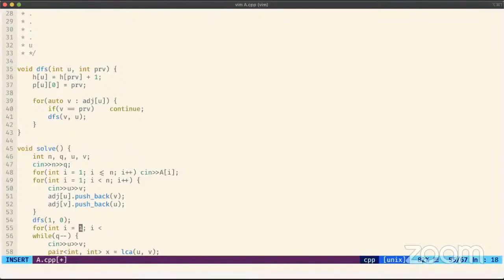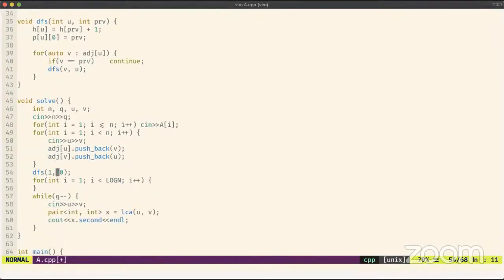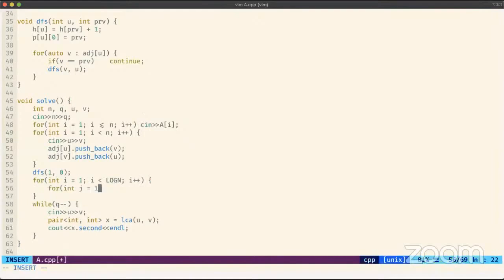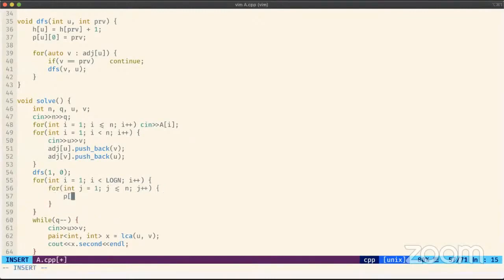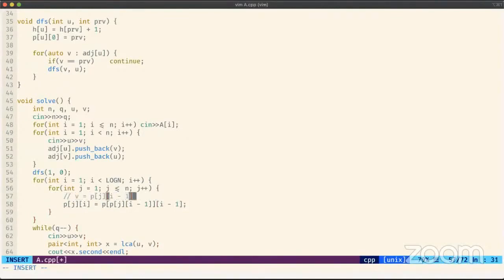Okay. Now this is the height variable which is going to log in after the DFS. I'm doing this. So once the DFS is done, we only have the immediate parents. We only have this thing, PU0, that's it. We don't have anything else. Then we'll take each height, and for that height, we'll iterate over all the nodes. And once we're iterating over all the nodes, we'll say PJI equal PJI minus one, which is basically saying, the pseudo code was this, PJI minus one and PJI equal PV minus one.